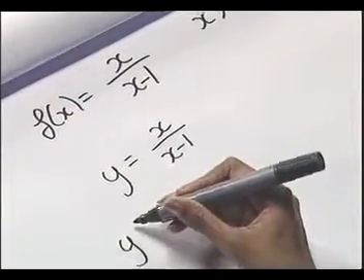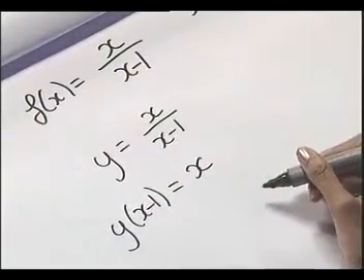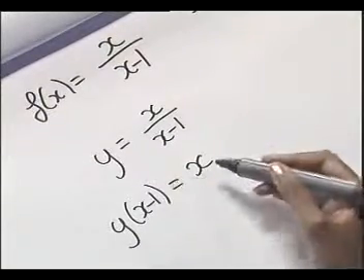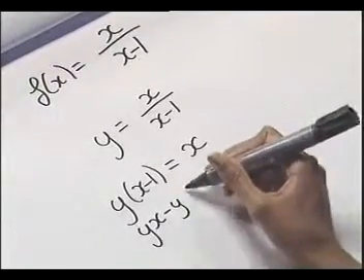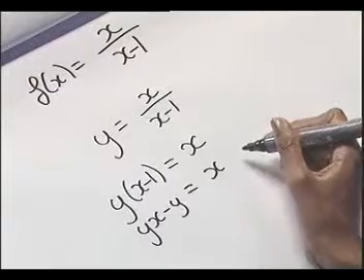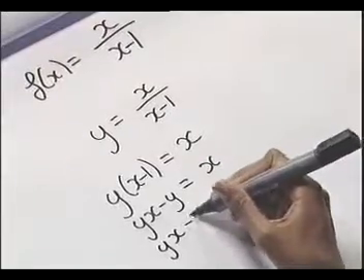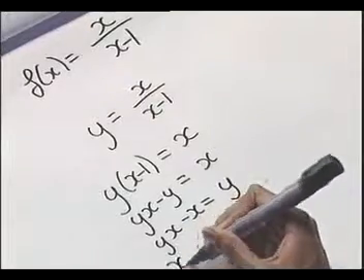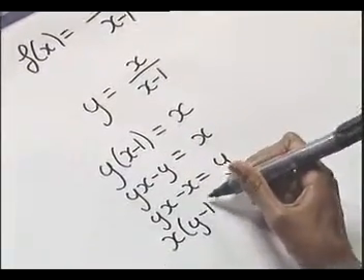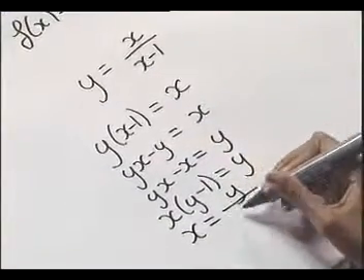I'll multiply both sides by x minus 1, and that gives us y times x minus 1 equals x. And we want an x equals out of this with all the x's on one side. So I'll multiply out these brackets. You get yx minus y equals x. Then I'll take all the x's over to one side, so that gives us yx minus x equals y. Factor out the x, you get x times y minus 1 equals y, and that gives you x equals y over y minus 1.